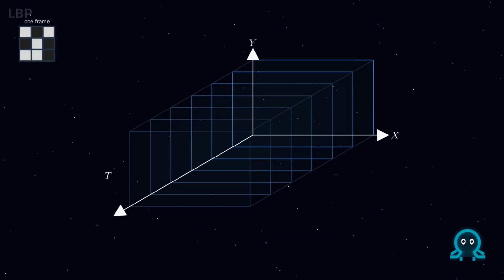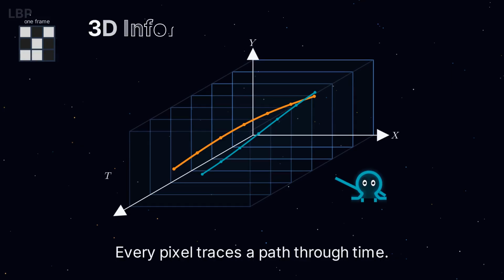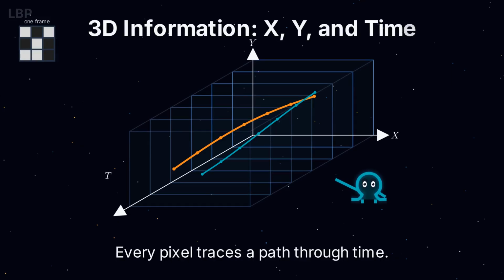Here's the key insight. Instead of treating a video as separate images, think of it as a single three-dimensional block, with width and height in space, and time as the third axis. Now every pixel has a trajectory through time. To describe motion, we must capture what happens along that trajectory, not just at a single instant.